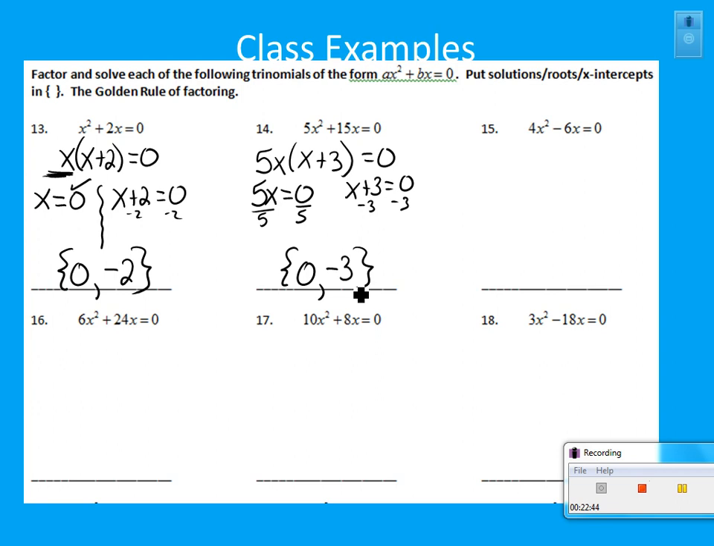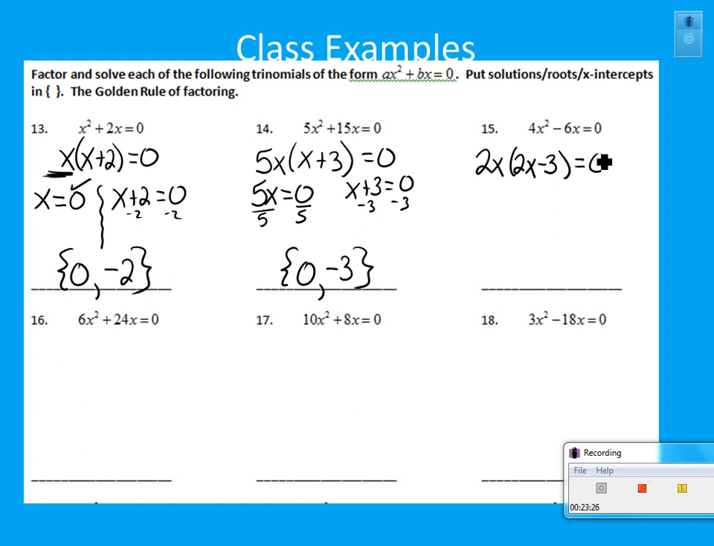Here goes our next one. I got 4x squared minus 6x. Ask yourself, what's the greatest common factor between a 4 and a 6? Well, it's a 2. And an x. Then I'm going to put a parenthesis. 2x times something is 4x squared. Well, that something is 2x. 2x times something is negative 6x. That's minus 3.